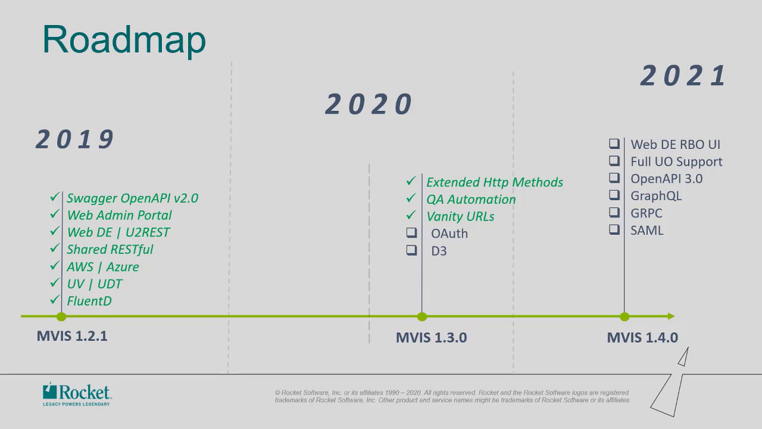Looking into next year, 2021, that's where we start to think about bringing in the WebDE RBO UI, so you can completely CRUD your existing RBOs if you want to upgrade and migrate over now to MVIS only. We'll also offer full US support, upgrade OpenAPI to match the OpenAPI 3.0 spec, and include additional APIs that need to be supported, such as GraphQL and gRPC. And from a security standpoint, we'll enhance it by also including SAML.